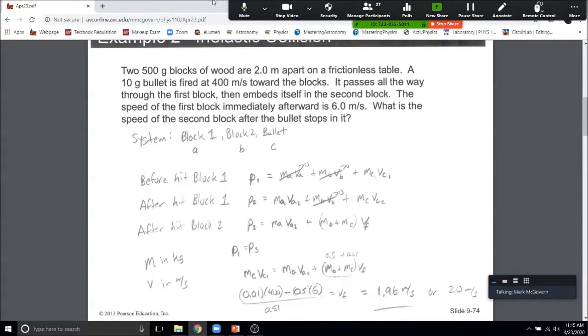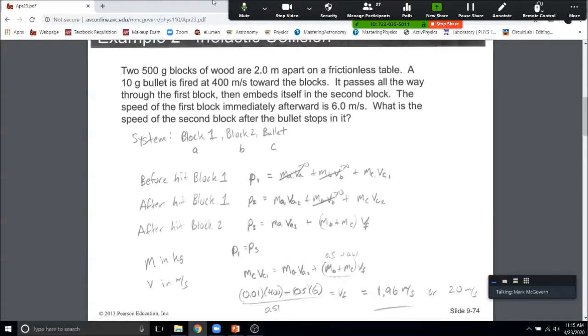And so what you want to do is specify the system's momentum at different points in time. This problem is a little different for a couple reasons. One, we have more than 2 objects, we have 3 objects. And we have multiple events taking place here. So for every instant in time that you want to characterize the system momentum, you need to add up 3 terms. The 3 terms correspond to block 1, block 2, and the bullet. I've labeled them A, B, and C.